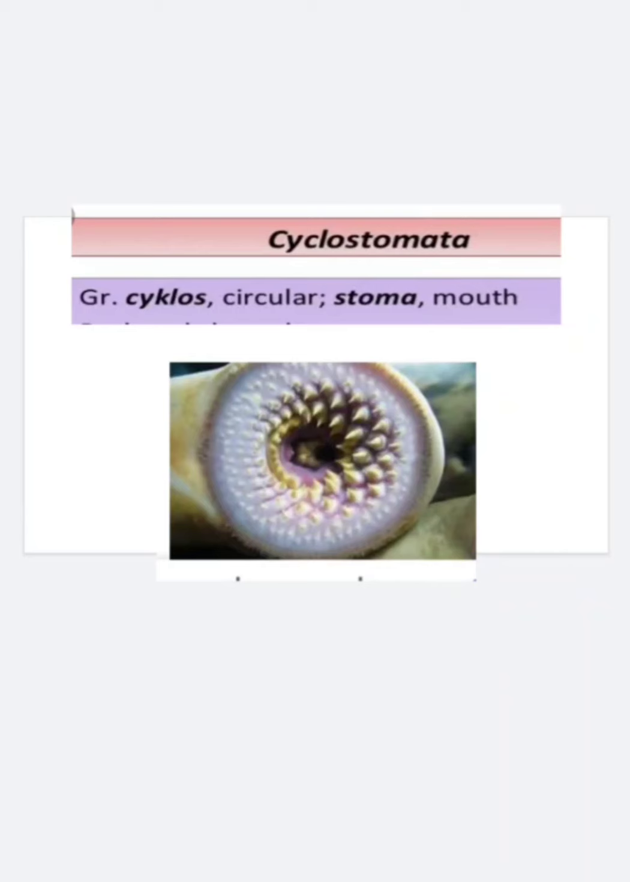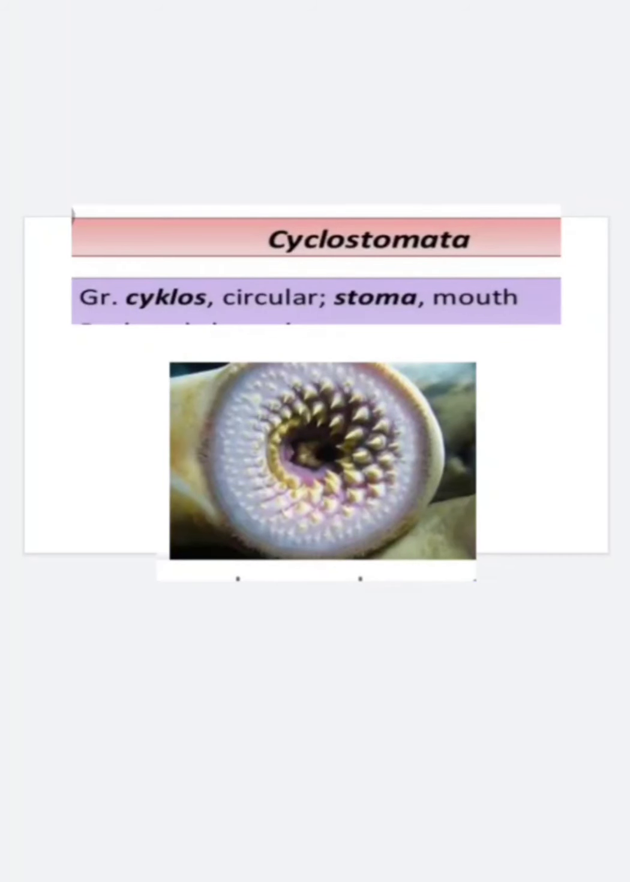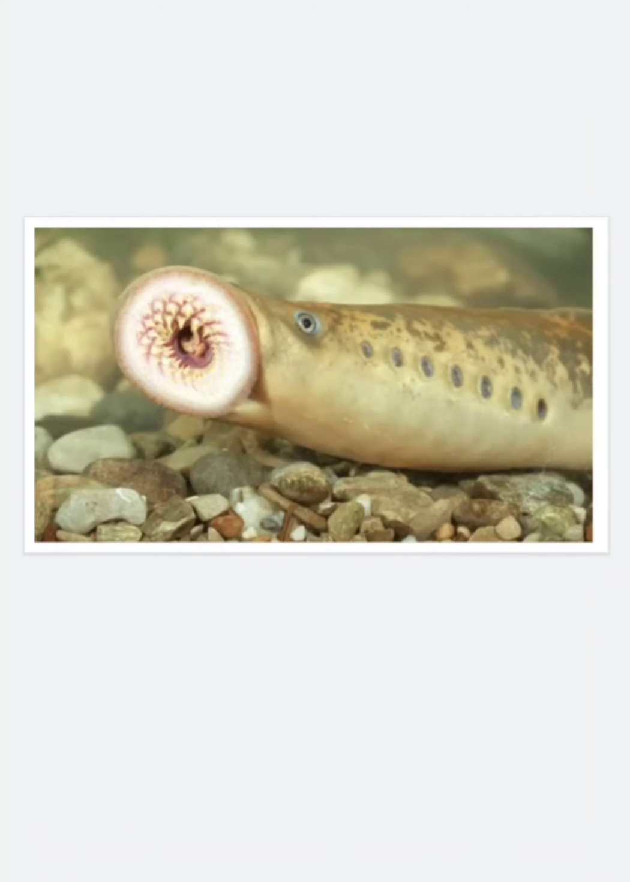are included in Agnatha. The term cyclostomata is derived from two Greek words. One is cyclos, which means circular, and stoma means mouth. So these cyclostomes have a circular shaped mouth, hence they are named cyclostomata. Then the body of these cyclostomes is round and elongated. So the body always resembles the eel fish.